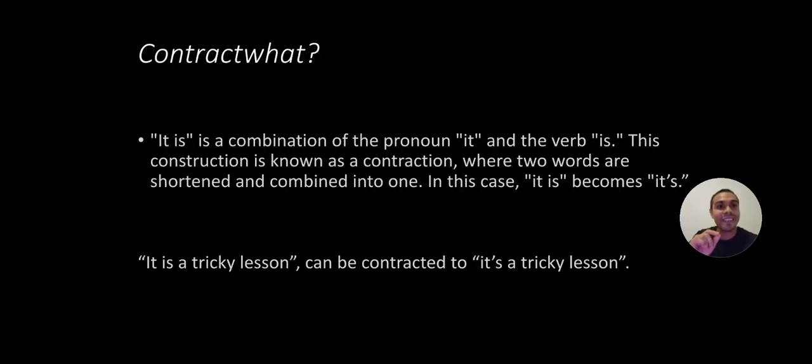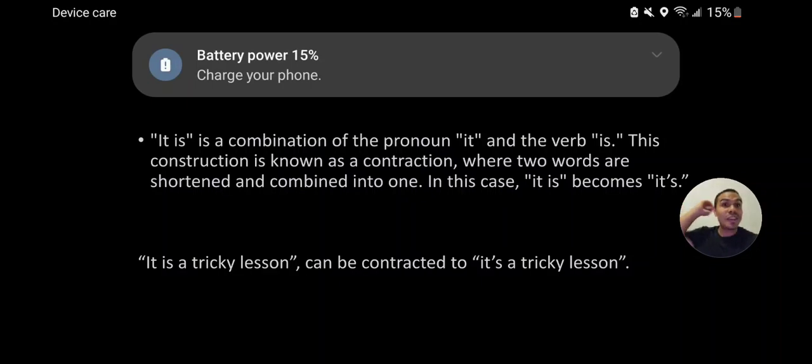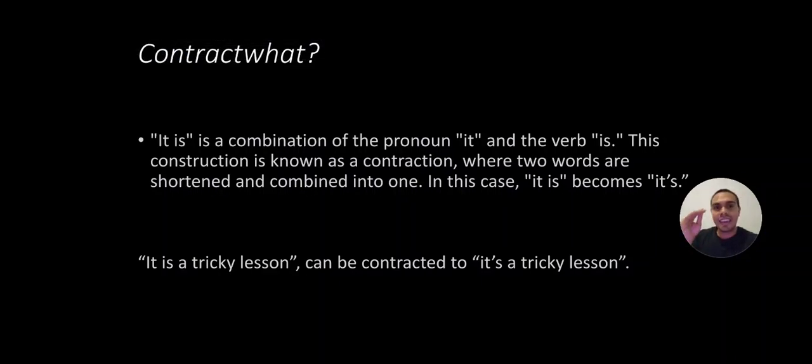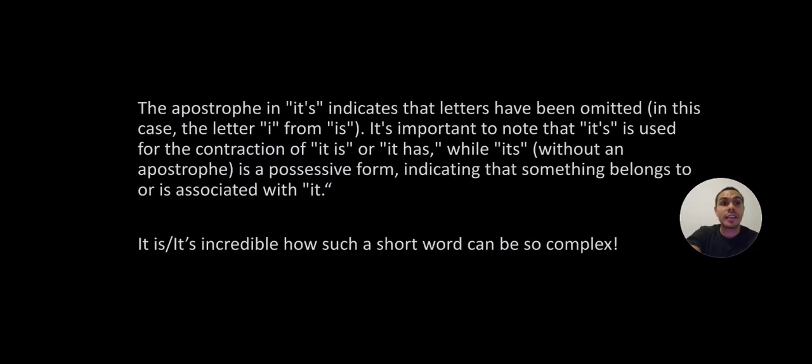So, a fun example. It is a tricky lesson, I know. But this one can also be contracted into it's a tricky lesson. So both mean the same thing, right? It is a tricky lesson. It's a tricky lesson. Now, did you see that little thing that was in between it's? That's an apostrophe, right? So the apostrophe in it's indicates that letters have been omitted, right?